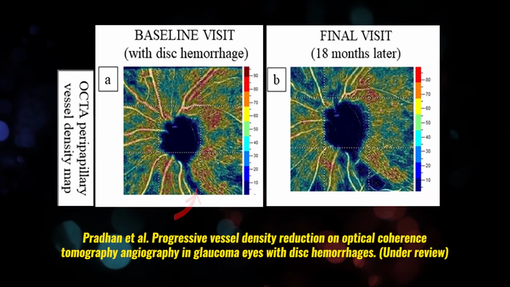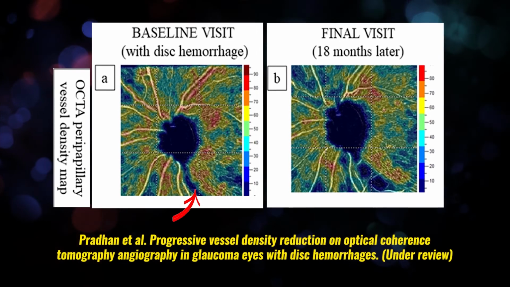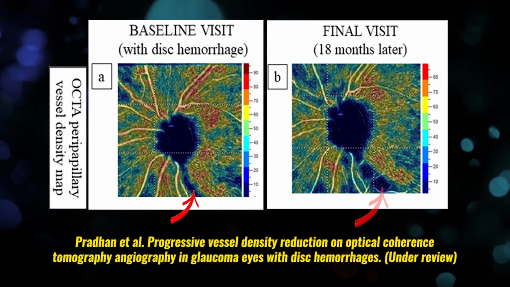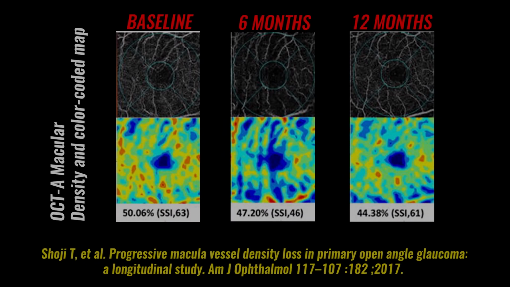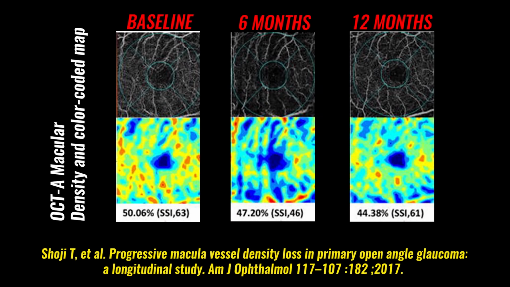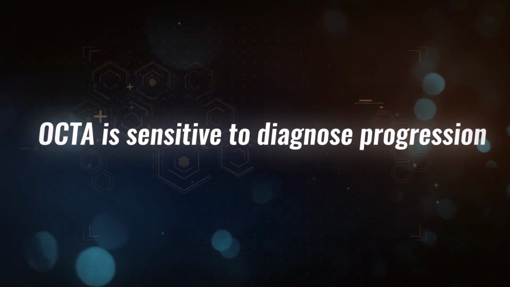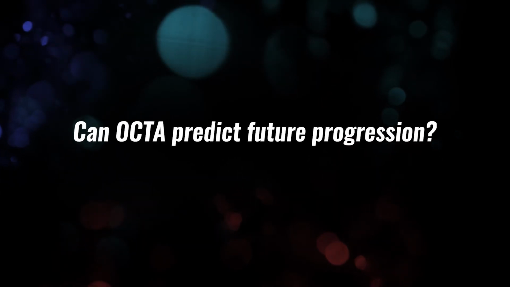In a cohort of primary open-angle glaucoma eyes with disc hemorrhages followed up longitudinally, we have shown that OCTA is able to detect peripapillary vessel density reduction. Similarly, other groups have shown significant macular vessel density reduction in glaucoma eyes over a 12-month period. Hence, OCTA is sensitive enough to diagnose progression. But can it also predict future progression?